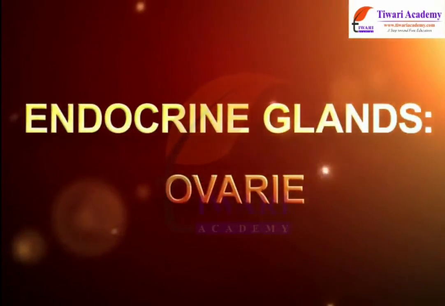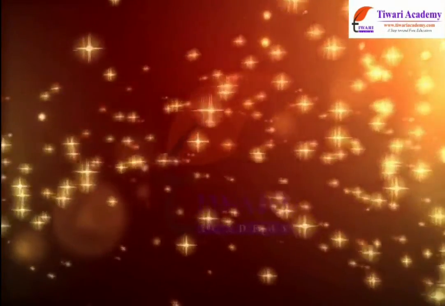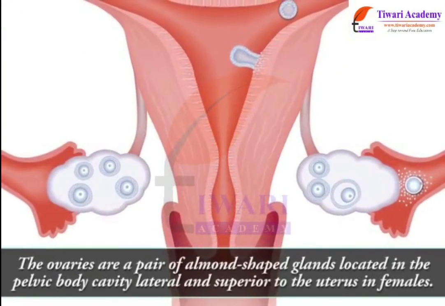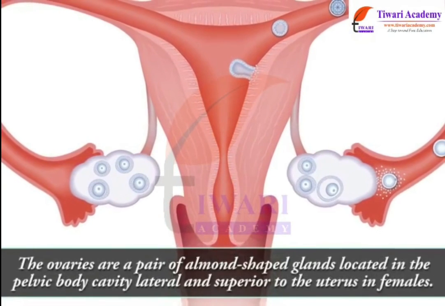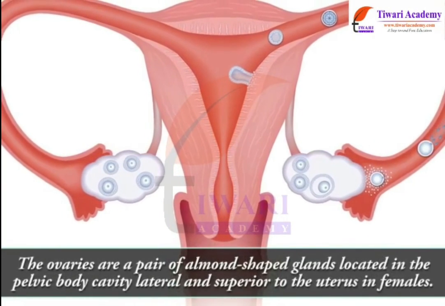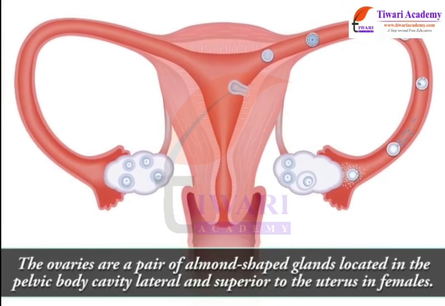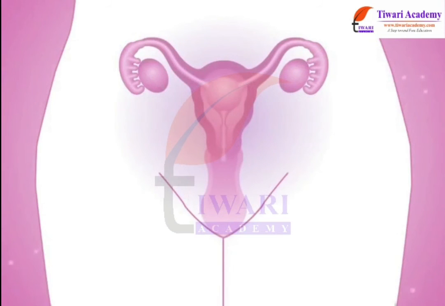Endocrine glands, ovaries. The ovaries are a pair of almond-shaped glands located in the pelvic body cavity, lateral and superior to the uterus in females. The ovaries produce the female sex hormones, progesterone and estrogens.